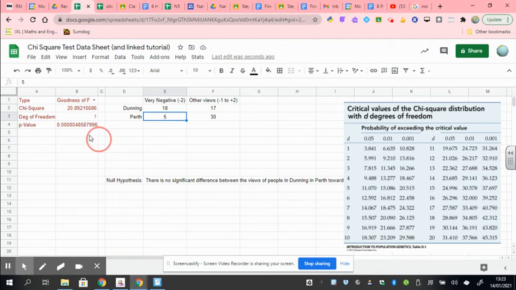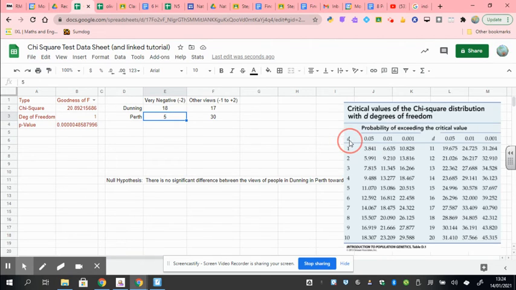This result is automatically calculated over here. We can see 20.89. What that actually means is we have to go over to the critical values table and try to interpret that result. You can see this D actually means degrees of freedom. That's another little difference between chi-square and Pearson's. In Pearson's, that would be the N.